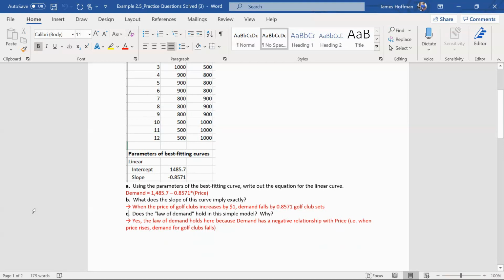Then C, does the law of demand hold in this simple model, and why? The law of demand holds because when price goes up, demand goes down, and vice versa. There's a negative relationship, which is the law of demand. So, because demand has a negative relationship with price, when price rises, demand falls, that confirms the law of demand. If you get a negative relationship between price and demand, that by definition is the law of demand.